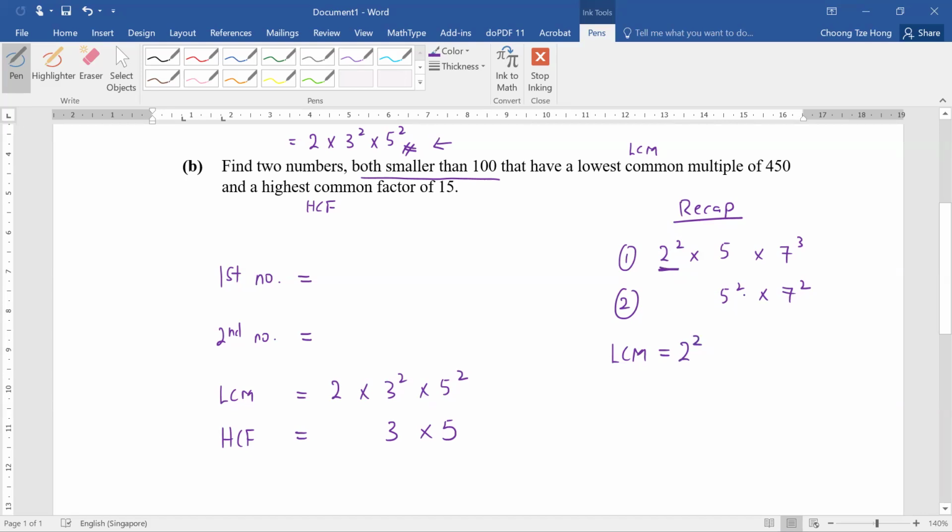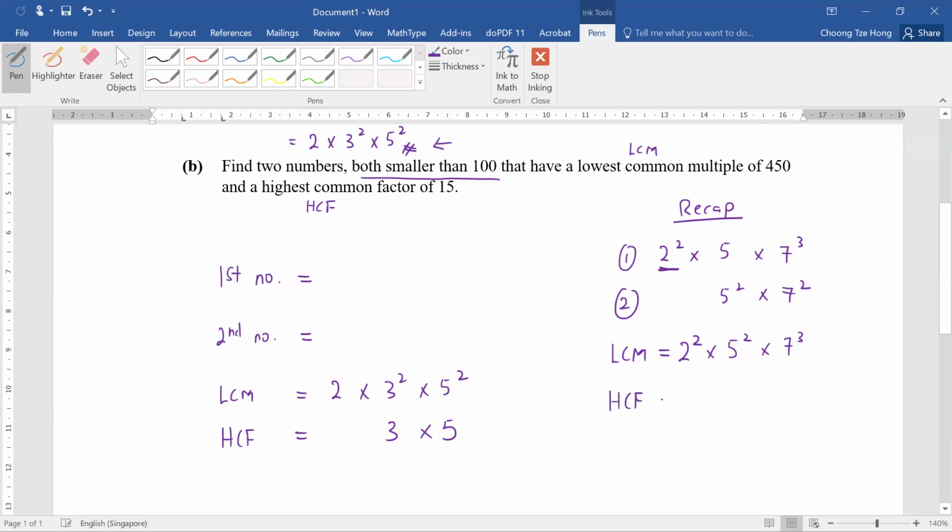Then for 5 and 5 square, the first number is 5 power 1 and the second number is 5 power 2, so we take the bigger one and get 5 square. Then for the third one, 7 cube and 7 square, we take 7 cube. So for LCM, you take the higher power for each prime factor when you compare the two numbers.